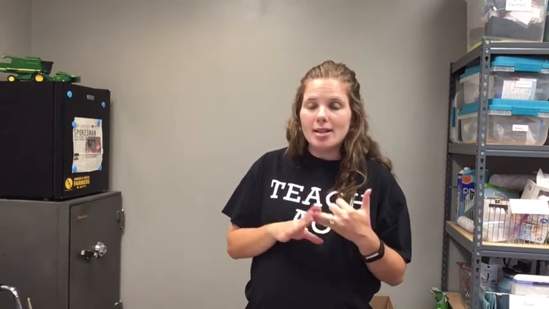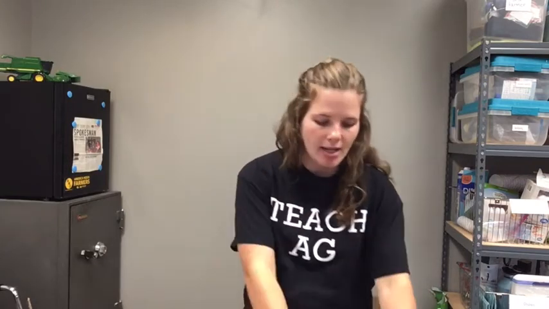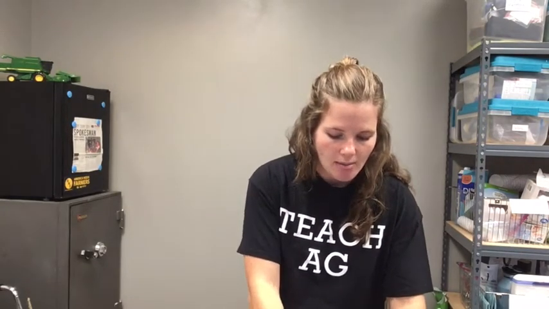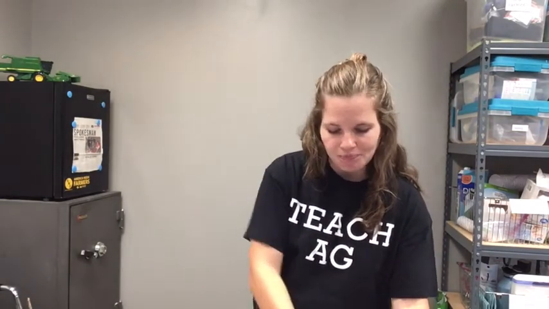Some pumpkins can be yellow, some can be white, some can be white and orange. There are even light blue and light green pumpkins. And there are dark green pumpkins as well. So just like my acorn squash here, my acorn squash is green and orange. There are different colors of pumpkins.